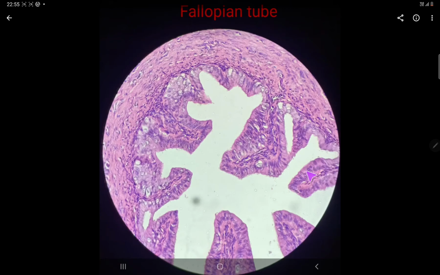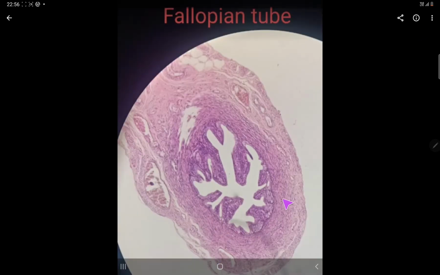These cilia help in the movement of the ovum from the ampulla to the uterus. And this muscle layer causes peristalsis movement in the fallopian tube that further helps in the movement of the ovum towards the uterus.